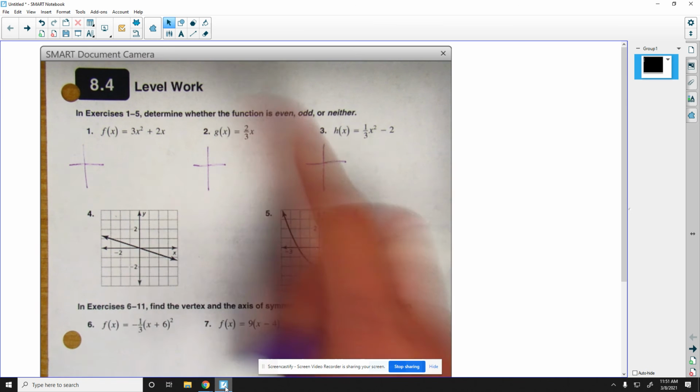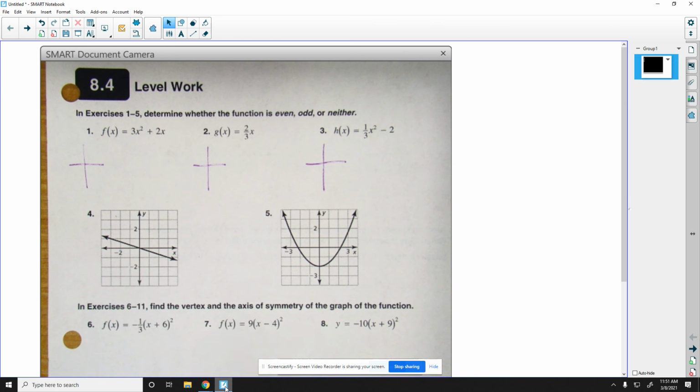So that's how I would show my work for numbers 1, 2, and 3. If you don't want to do it the math way, okay. If you want to do the math way, great. Show me the math work.